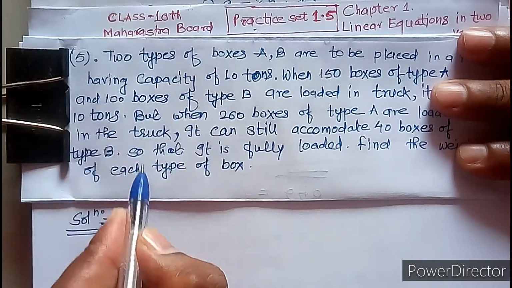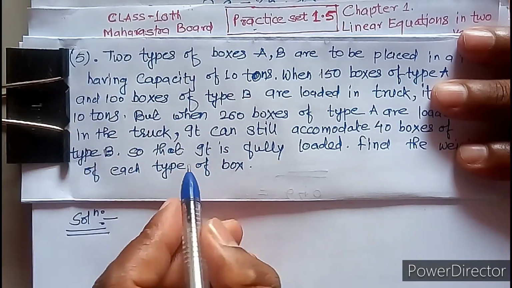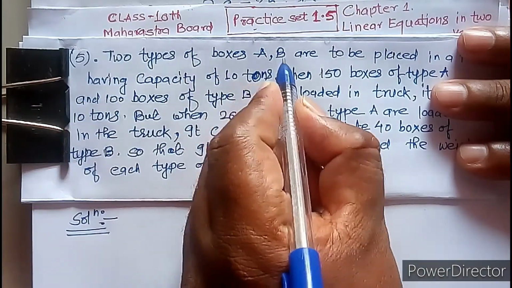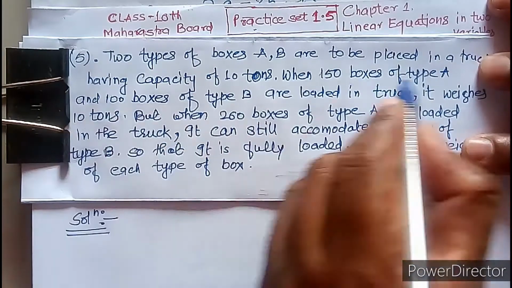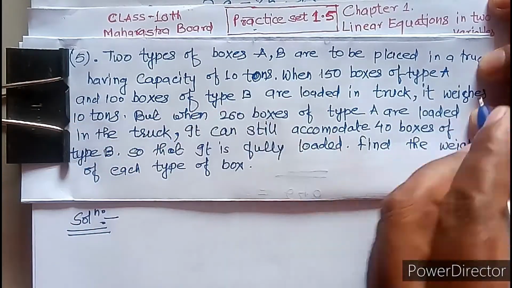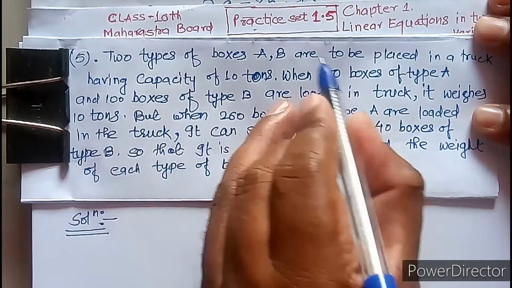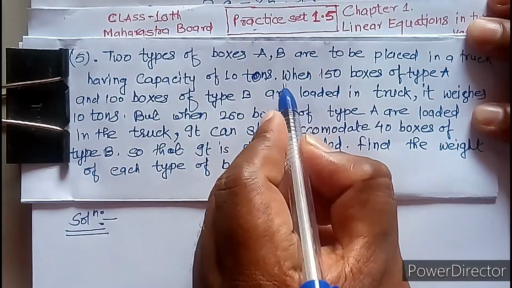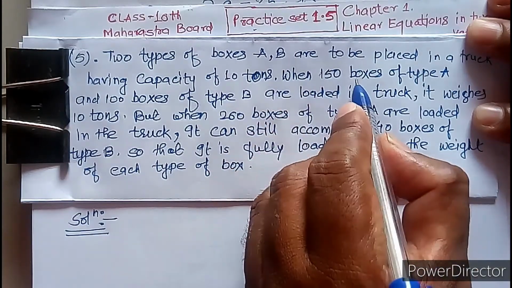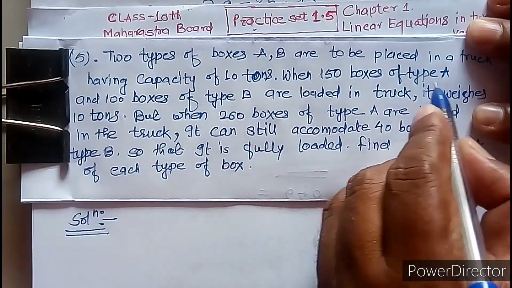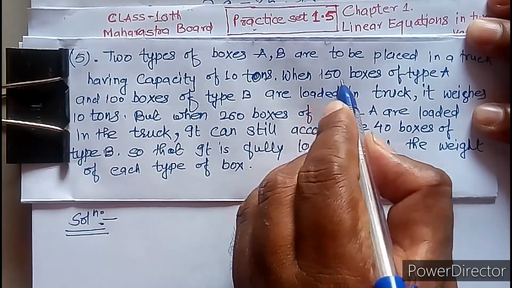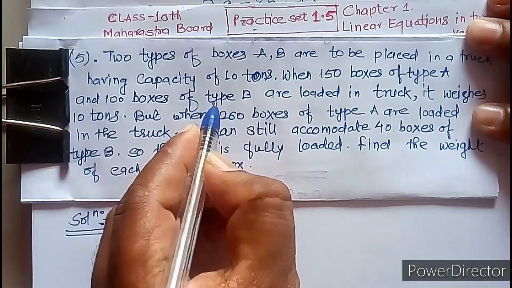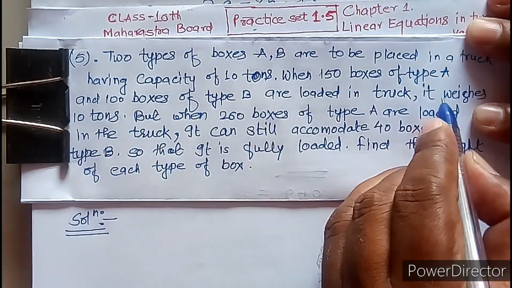Here the question is given. Let's check what is given in the problem. Two types of boxes, A and B, are to be placed in a truck having a capacity of 10 tons. Here you can place the A type of boxes and B type of boxes. Condition 1 is that when 150 boxes of type A and 100 boxes of type B are loaded in the truck, it weighs 10 tons.